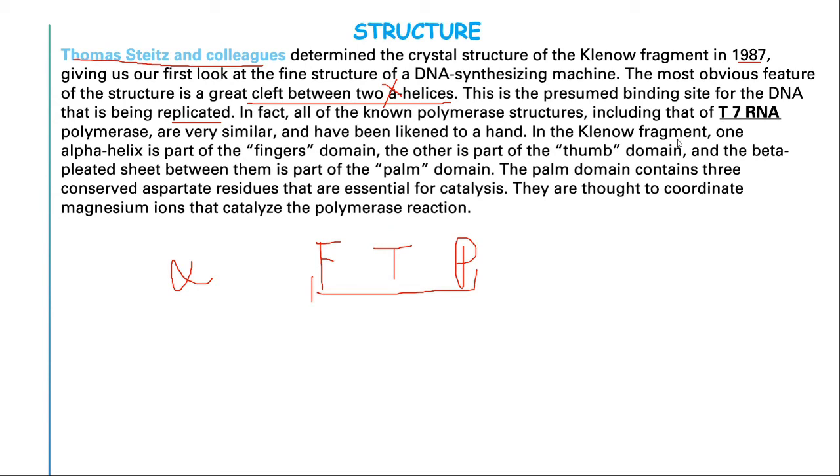In the Klenow fragment, one alpha helix is a part of the finger domain, the other is part of the thumb domain, and the beta-pleated sheet between them is a part of the palm domain. The palm domain contains three conserved aspartate residues that are essential for catalysis. They coordinate magnesium ions that catalyze the polymerase reaction.